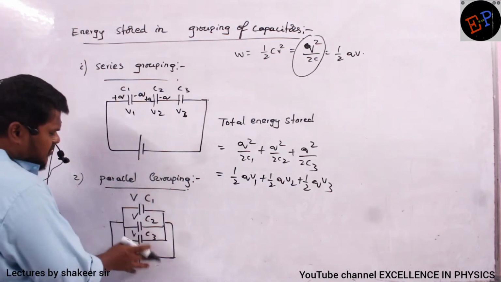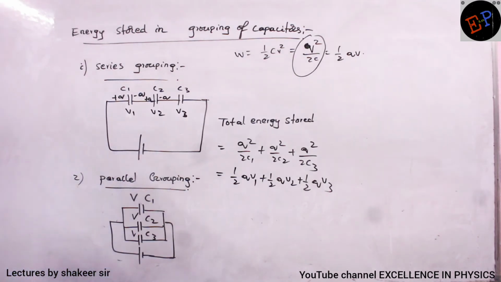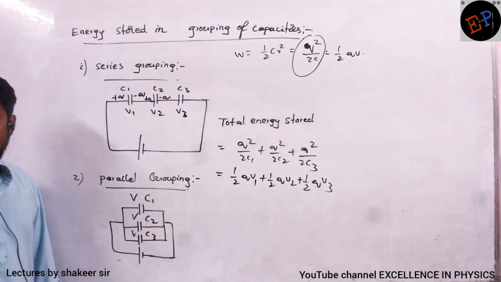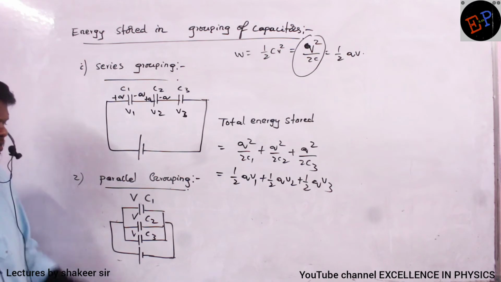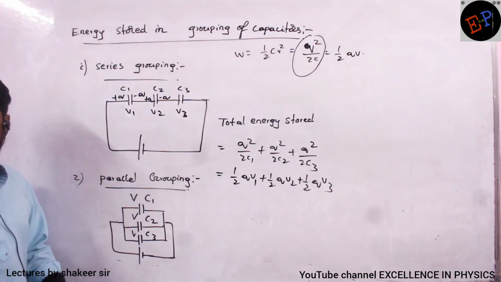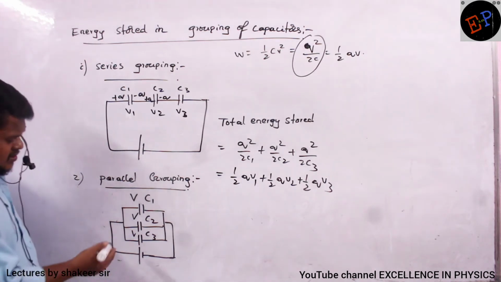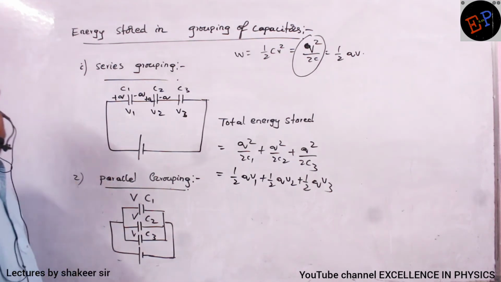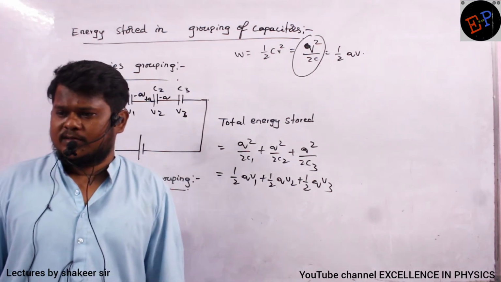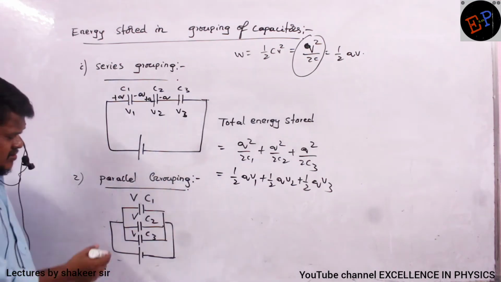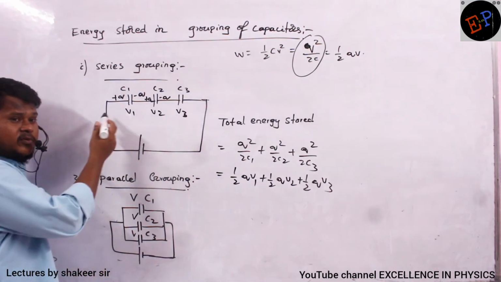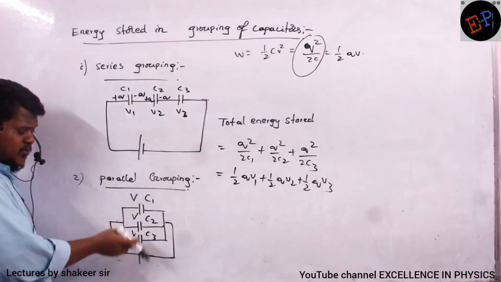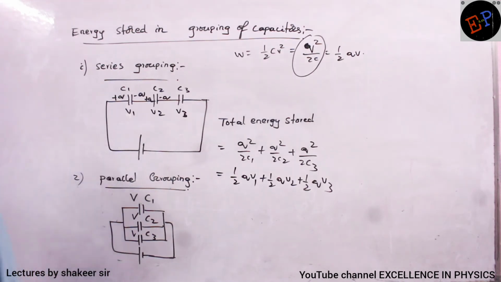Now can you say which equations I can use in parallel grouping? What is meant by parallel first of all? Parallel means charge divides. What is the common thing? Potential is common on the first capacitor, second capacitor, third capacitor, on every capacitor. Already we discussed, no? In series connection, charge will be distributed equally, same charge. And in the case of parallel connection, potential difference on every capacitor will be the same.